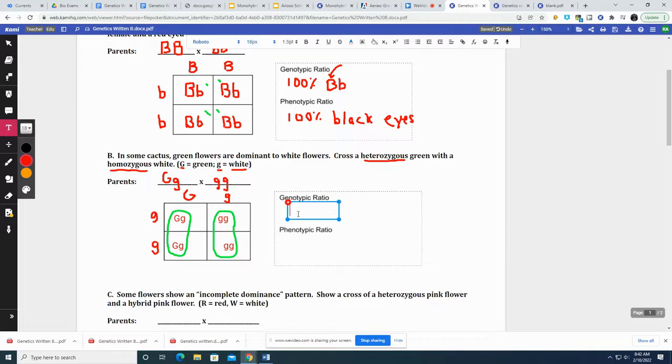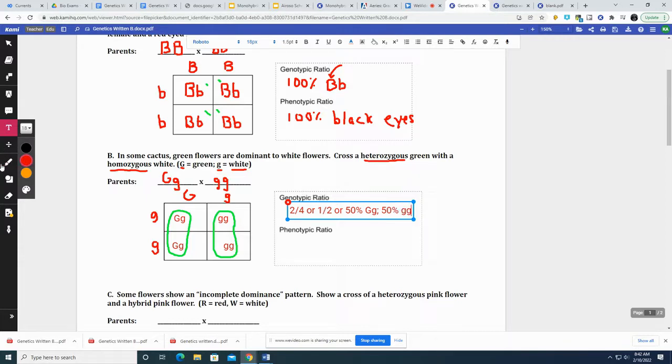All right, so here we go. Genotypic ratio, you can put 2 out of 4, or you can say 1/2, because it means the same thing, or you can say 50% of the new cactuses will have the genotype big G, little g, and the other 50% will have the genotype of little g, little g.